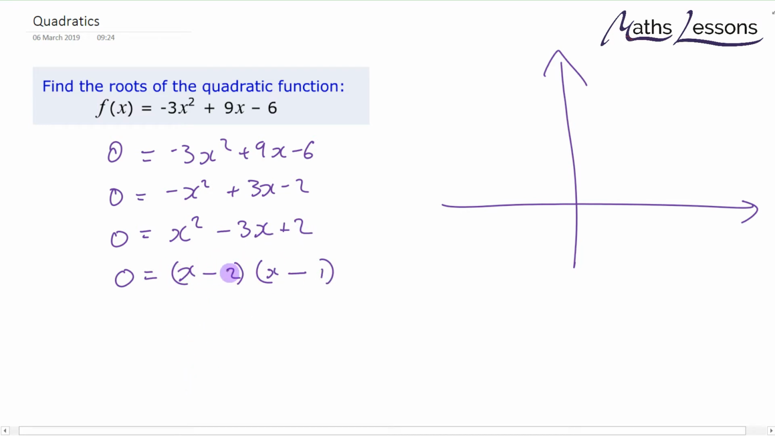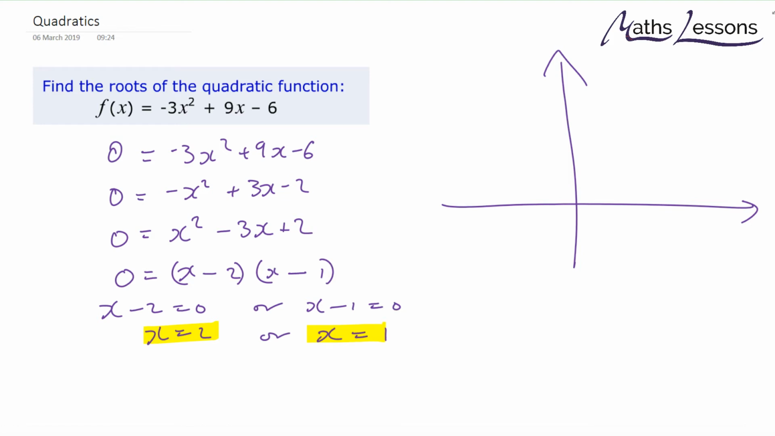Now, we have one number times another number equals 0. One of these numbers must equal 0. So either that or this must equal 0. So x equals 2 or x equals 1. So these are the two roots. This is all we had to do to solve this question.